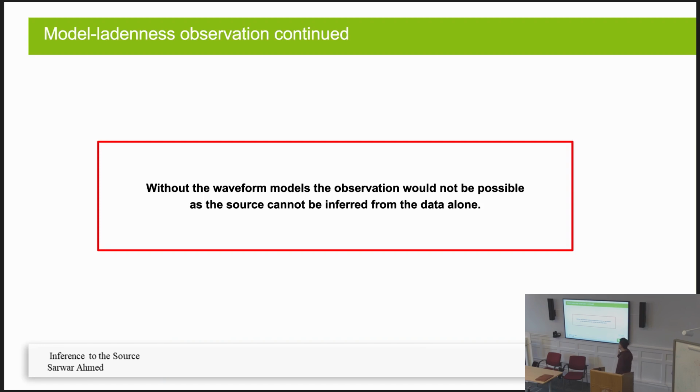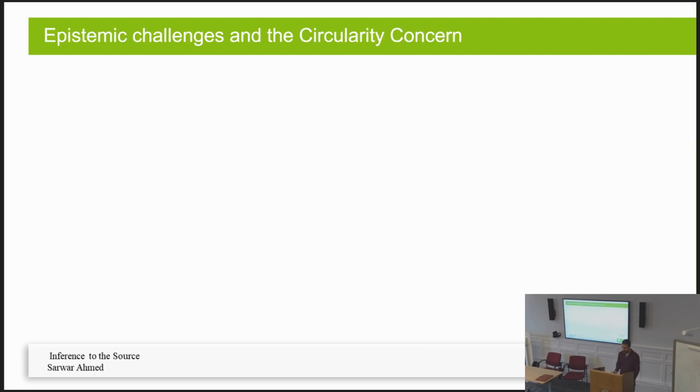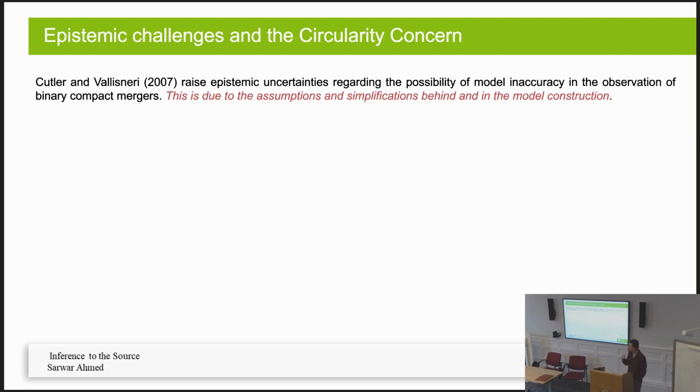Without the waveform models, the observation wouldn't be possible, as the source cannot be inferred from the data. So a number of scientists and also philosophers have raised epistemic concerns. One is from Cutler and Wallis-Neri. They raise a general epistemic concern about observing compact binaries, and it's due to the assumptions and simplifications within the models, in the model construction.